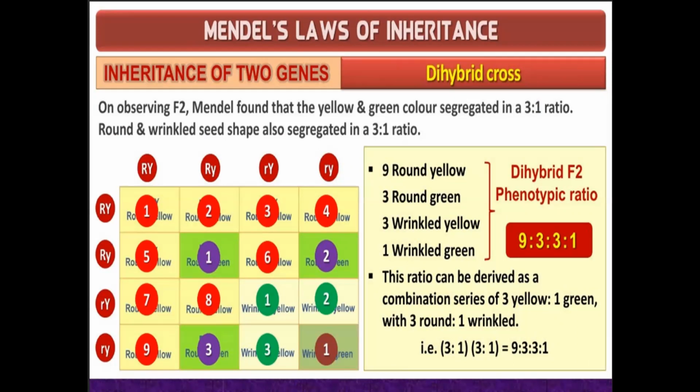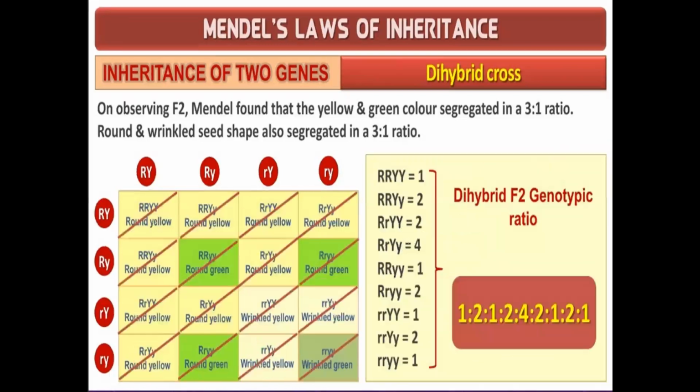How we have got this? This ratio can be derived as combination of 3 yellow:1 green and 3 round:1 wrinkled. So this ratio is very important. They can ask dihybrid phenotypic ratio and monohybrid phenotypic ratio of F2 generation. What is the monohybrid F2 generation phenotypic ratio? Phenotypic is 3:1 and genotypic is 1:2:1.